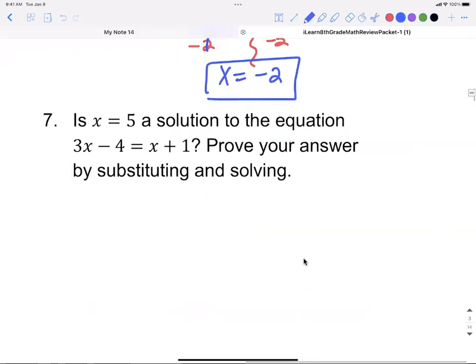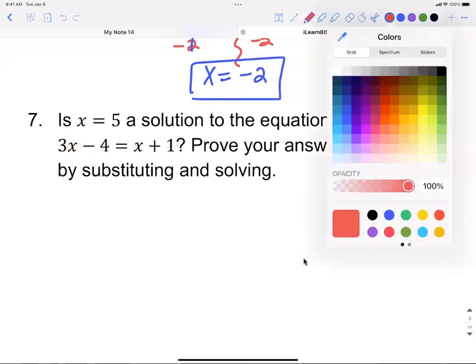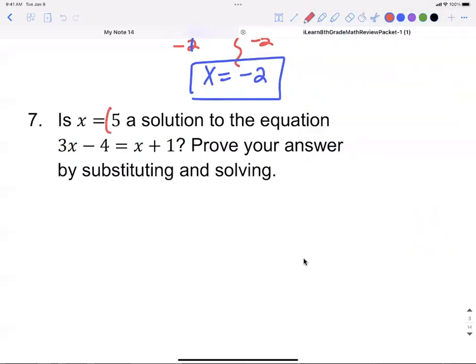Number 7, is 5x or 5 equals x a solution to the equation? And they give you the equation there. Prove your answer by substituting and solving. So here's my equation. Okay, there's my equation. And everywhere where I see an x, I'm going to put a 5. So right here, I'm going to put a 5. Right here, I'm going to put a 5. So I'm going to rewrite my equation down here with those 5s in place.